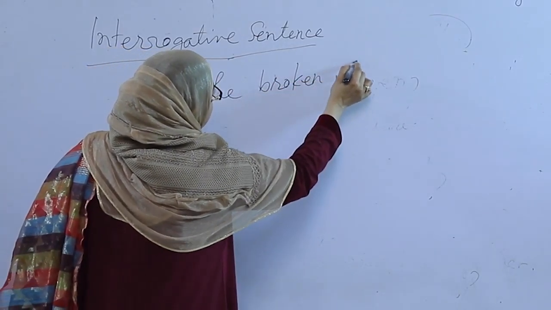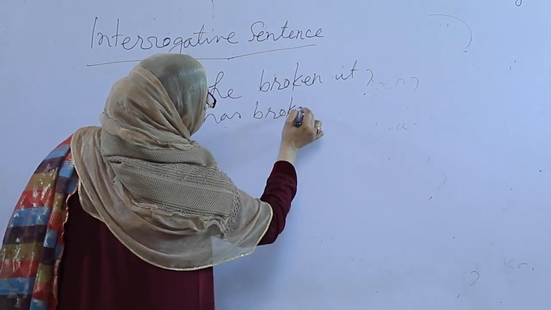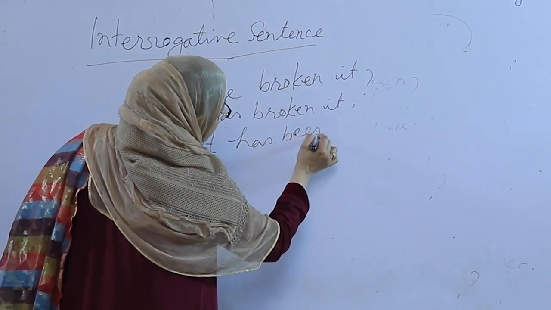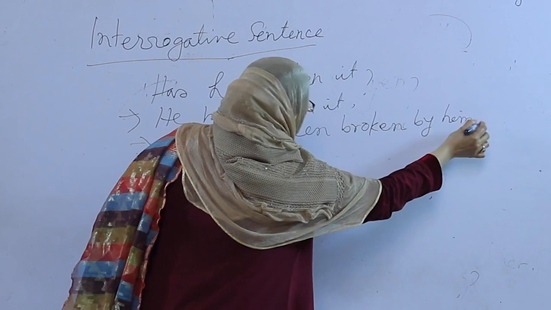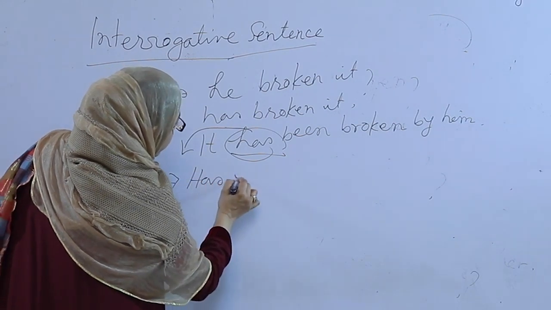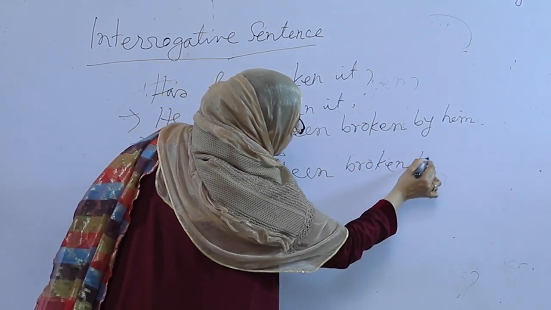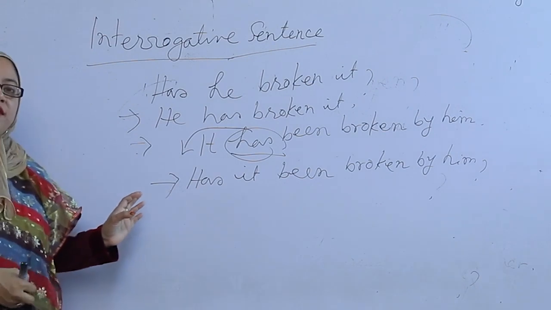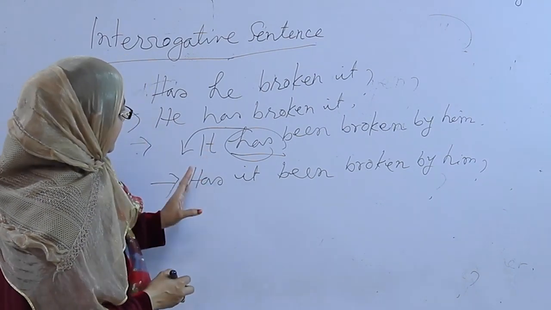Has he broken it? He has broken it. It has been broken by him. Only has will come here. Has it been broken by him? So, I expect it is very easy: he has broken it, has it been broken by him?